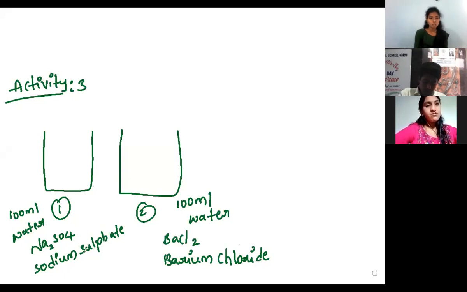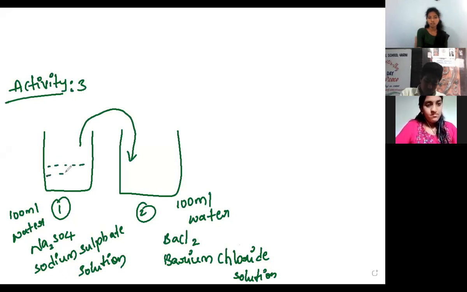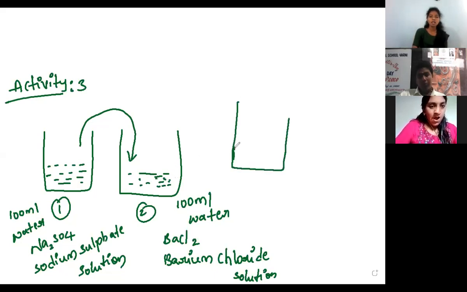So now what do we have to do? Here we have sodium sulfate solution and barium chloride solution. We have to mix them together. Take sodium sulfate into barium chloride. What changes do we observe here? When sodium sulfate solution is added to barium chloride solution, a precipitate will be formed at the bottom of the beaker, and salt water is formed in the upper layer.